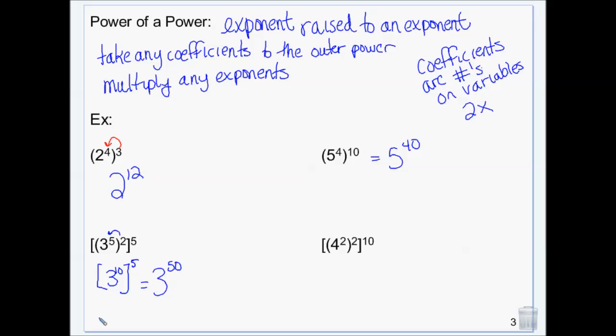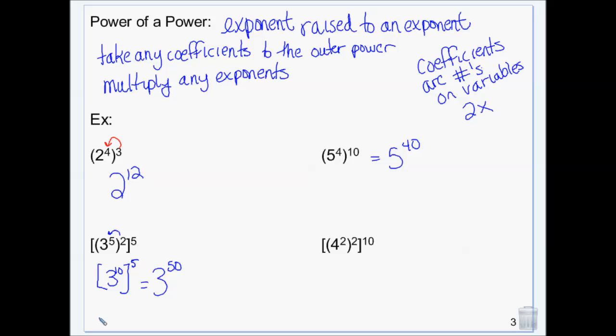Now, can anybody tell me quickly what 3 to the 50th is? No? Okay, that's fine. It's not 150. It's 3 times 3 times 3 times 3, 50 times. There's no way anybody could do that in your head right now. But this one you can do pretty quickly in your head.